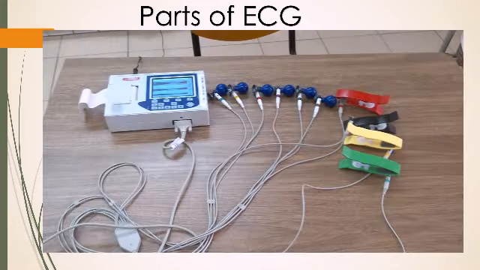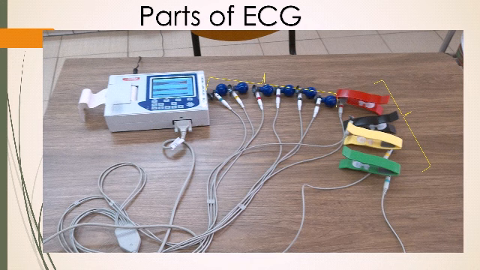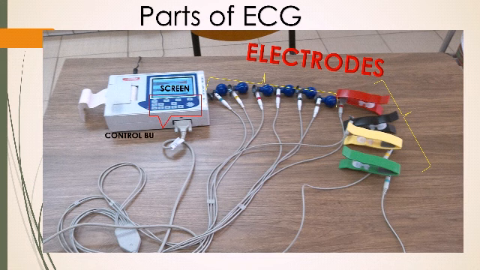Now let's see parts of ECG. This is our ECG. So these are the electrodes. These are the ones placed on the patient's skin. Here is the screen. Below the screen we see the control buttons, and there is the printer of ECG, and these are the electrode cables.